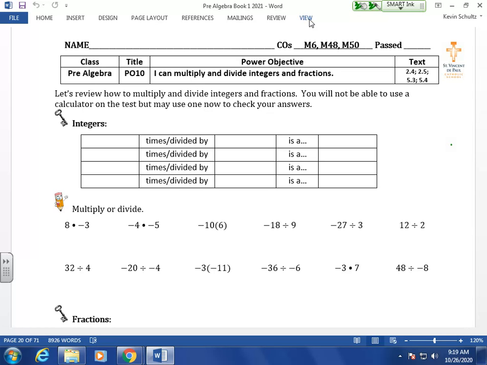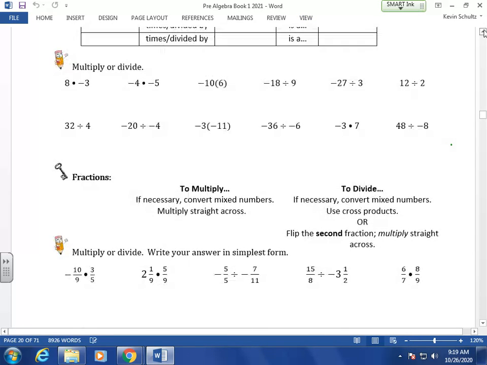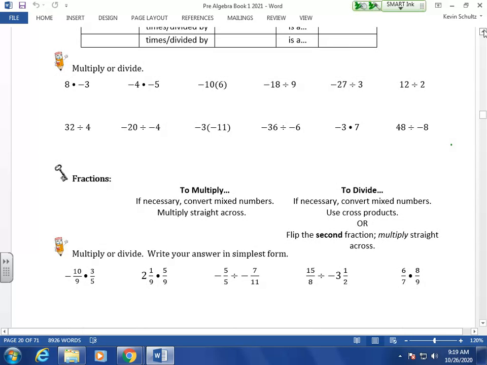So we filled out this chart last week on Thursday, and we learned about looking at the signs of your numbers to determine what the sign of your answer is going to be. If both signs are the same, either both positive or both negative, it's going to be positive. And if they're different, then it's going to be a negative product or quotient. So just going over answers here.